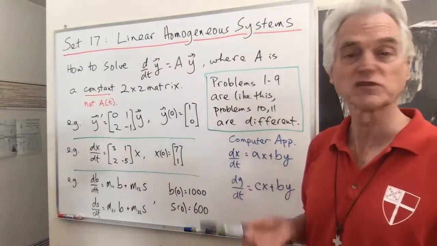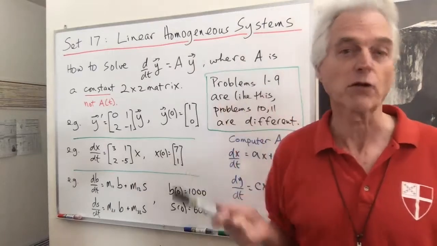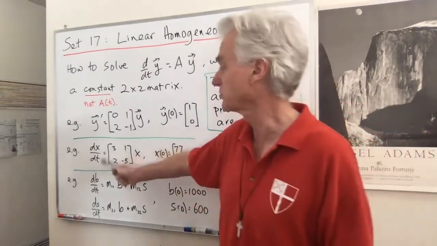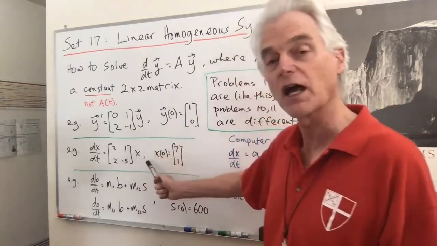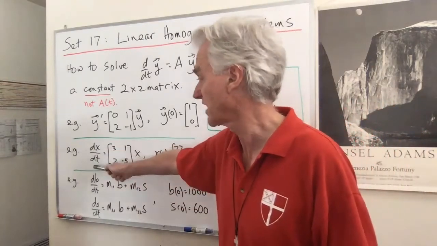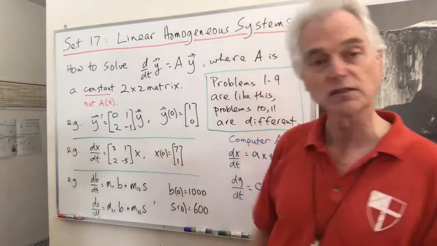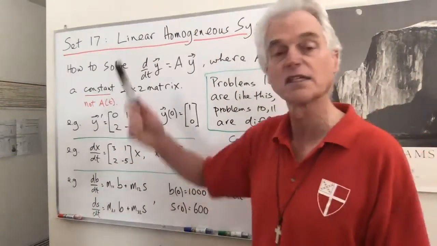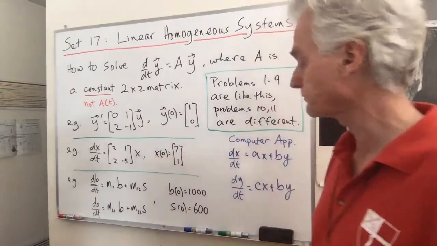Many of the problems have x as a vector, but they don't put an arrow over the top. So this problem says dx/dt, but you can tell from the context that x has got to be a vector because dx/dt is this 2 by 2 matrix times x. So that only makes sense if x is a column vector, a 2 by 1 column vector.